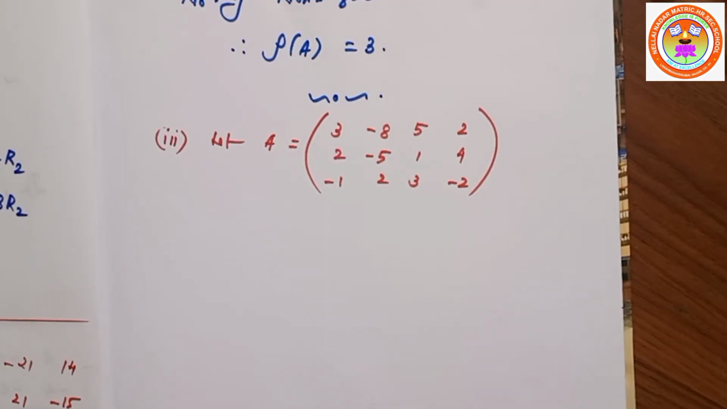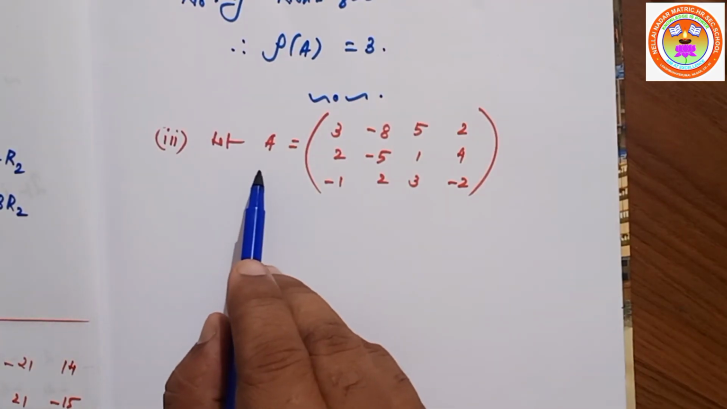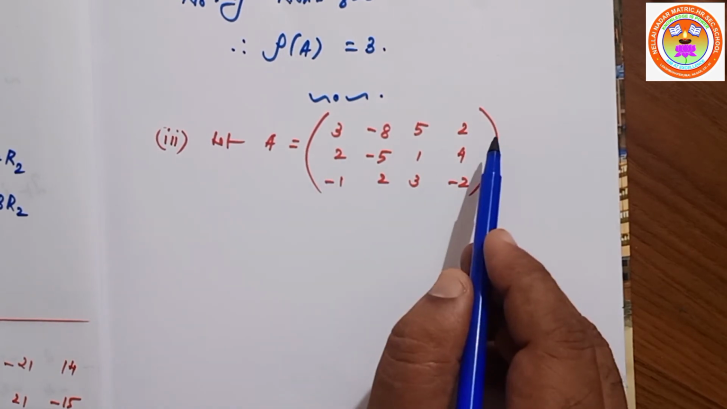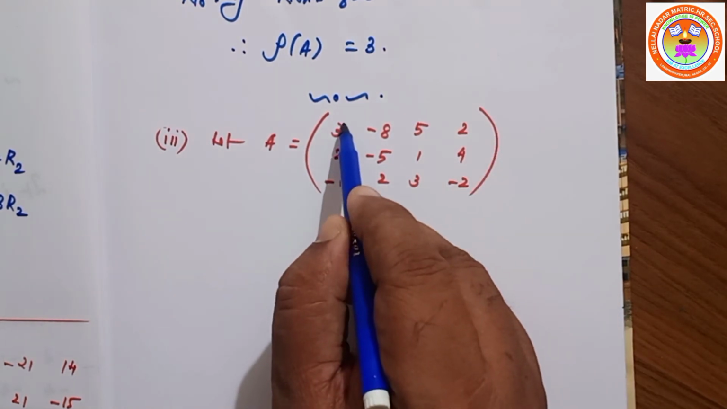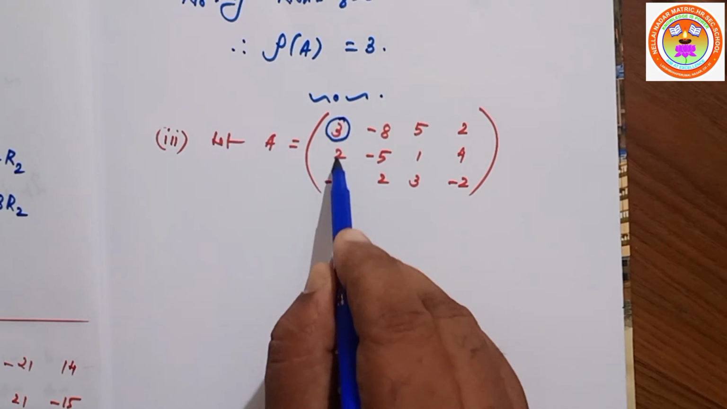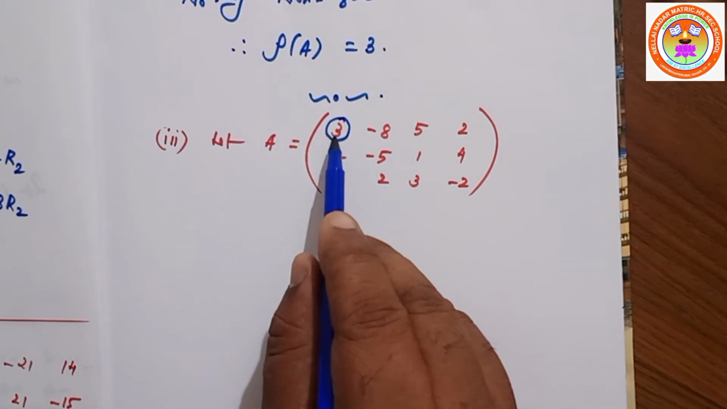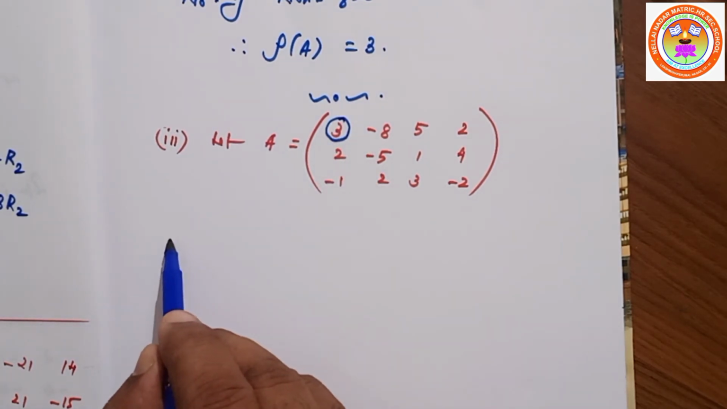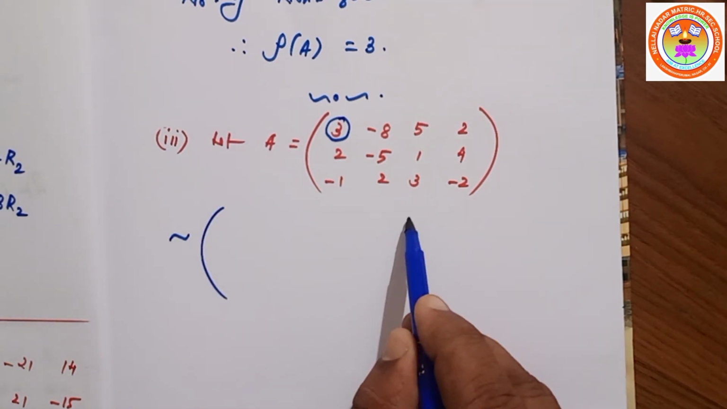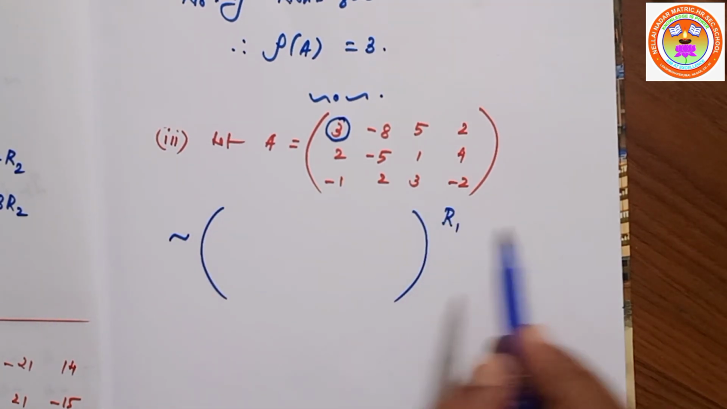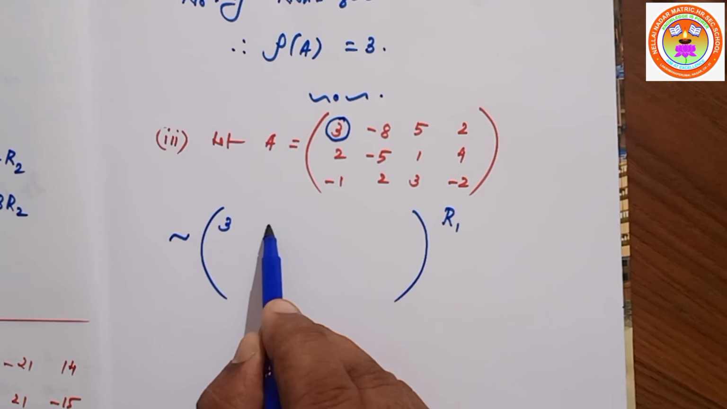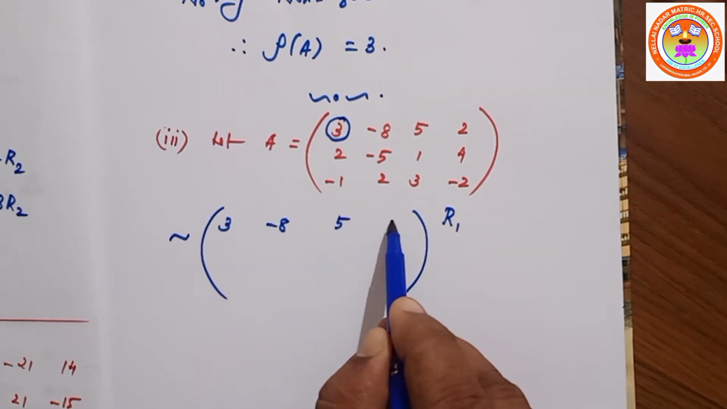Here, subdivision number 3, I considered as matrix A. The first non-zero element in the first row is 3, below which we have 2 elements. We have to make them 0 with the help of this element. Put the equivalent symbol. R1 write as it is: 3, minus 8, 5, 2.